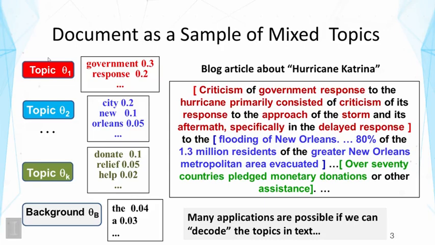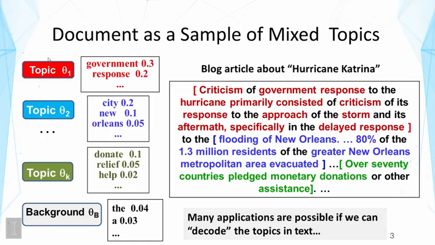So let's first examine this problem in a little bit more detail. Here I show a sample article, which is a blog article about Hurricane Katrina. And I showed some sample topics, for example, government response, flooding of the city of New Orleans, donation, and the background. You can see in the article we use words from all these distributions. So we first, for example, see there's a criticism of government response, and this is followed by the discussion of flooding of the city and donation, etc. We also see background words are mixed with them.